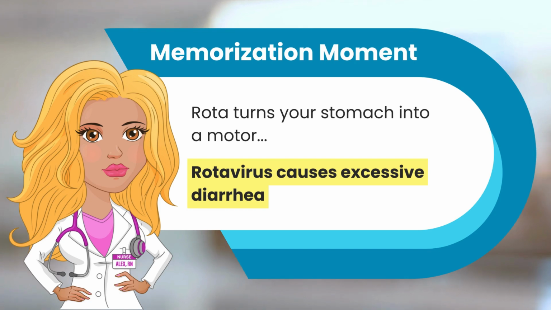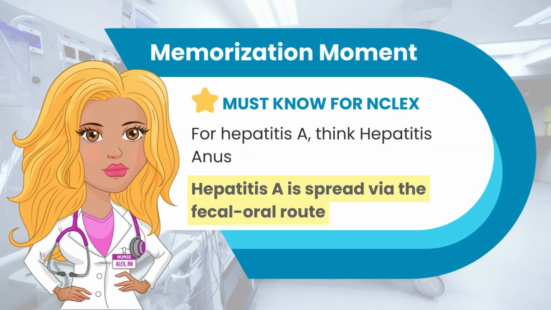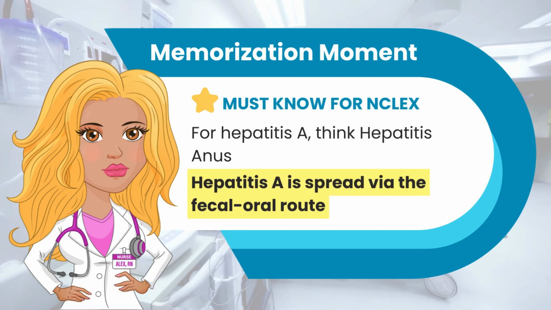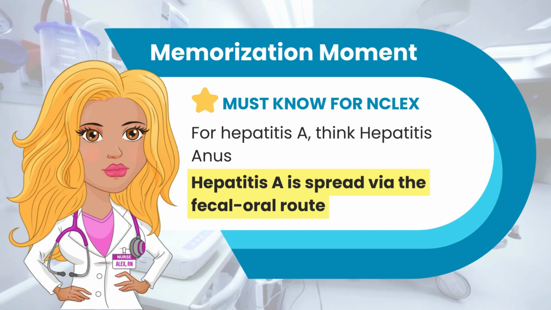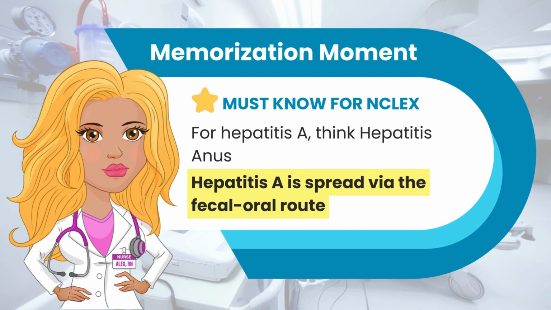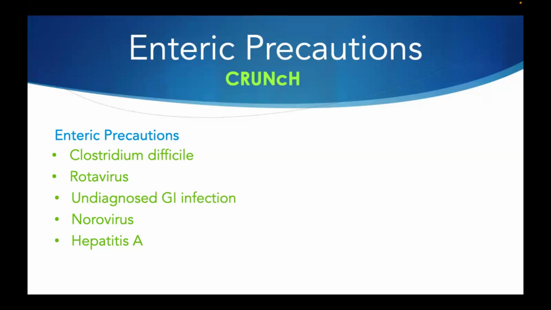Also for hepatitis A, I want you to think hepatitis anus because hepatitis A is spread through the fecal oral route, which means when a person with hepatitis A has a bowel movement, their feces can spread the infection. So if somehow fecal matter of the patient gets into someone else's mouth, that is how hepatitis A is spread.